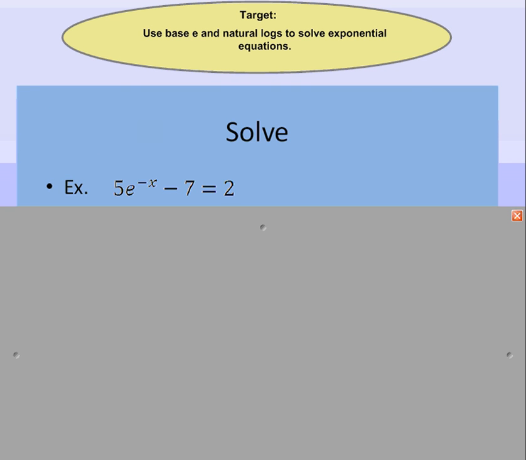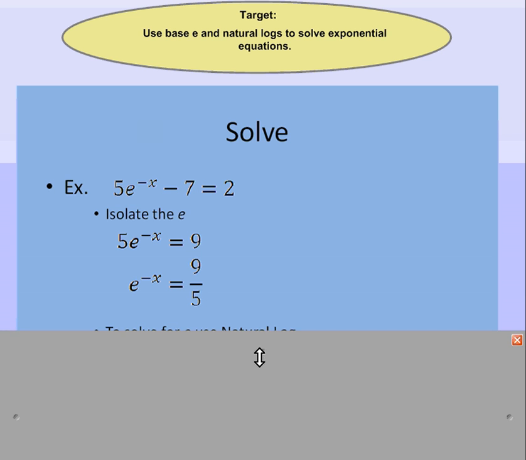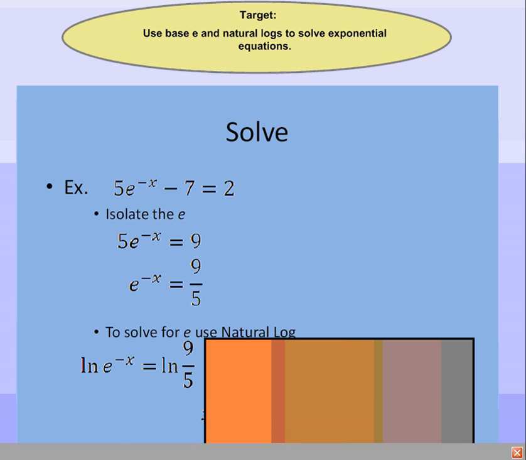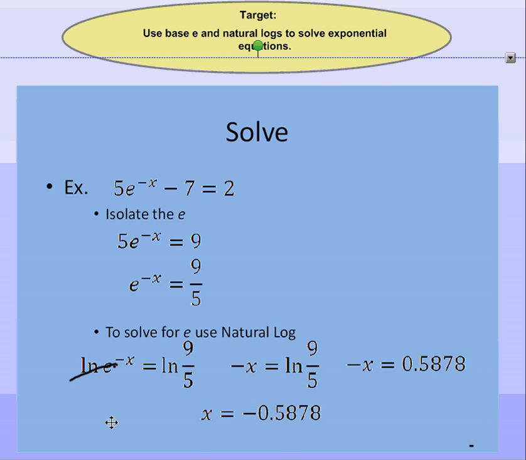Now getting into solving using e. When we solve using e, we're going to want to use natural log exclusively in order to reverse that process. So what we want to do in order to solve for e raised to the negative x power is isolate that e first. So we're going to add the 7. We're going to divide by the 5. Now it's isolated. Now we will use natural logs in order to help solve. We take the natural log of both sides. What happens is these cancel out. So what we get is negative x equals the natural log of 9/5. Your calculator can find this value. And we solve for x.